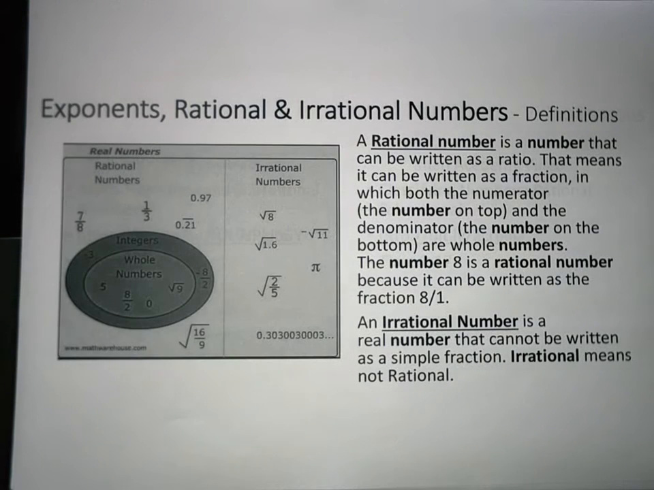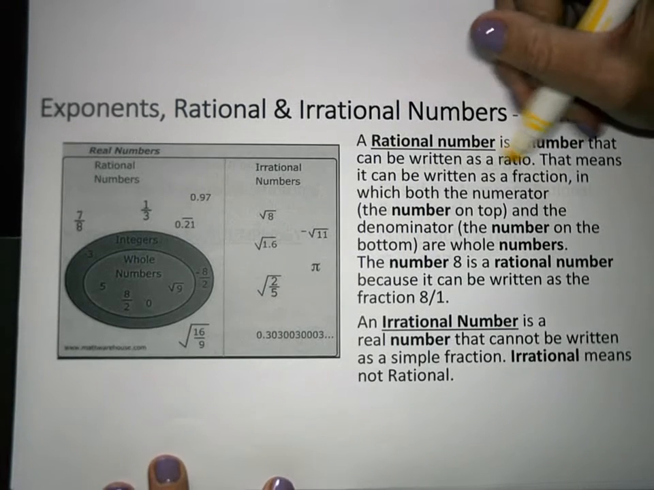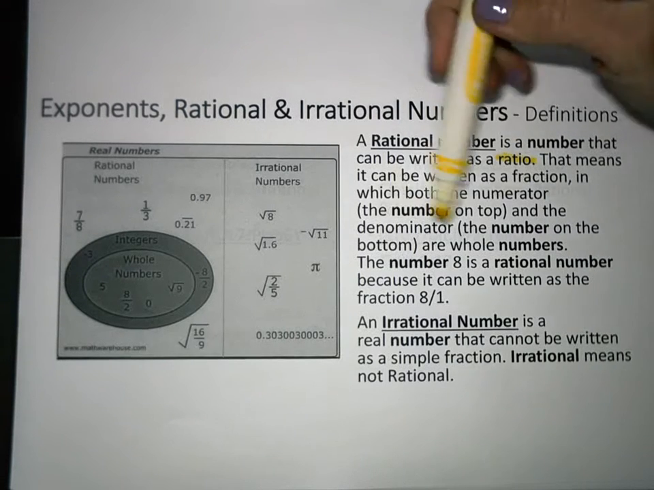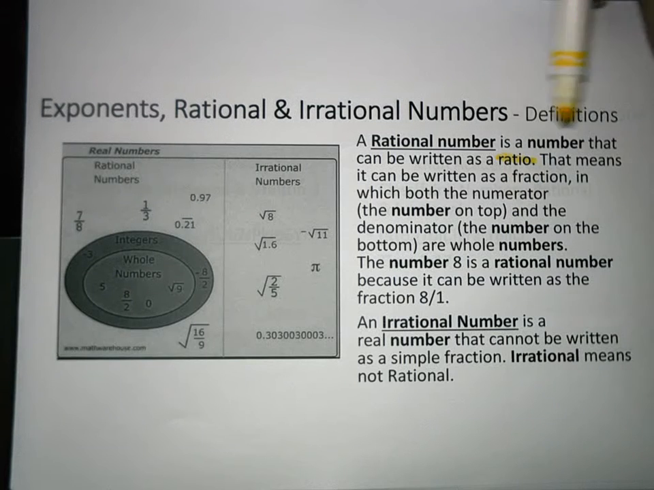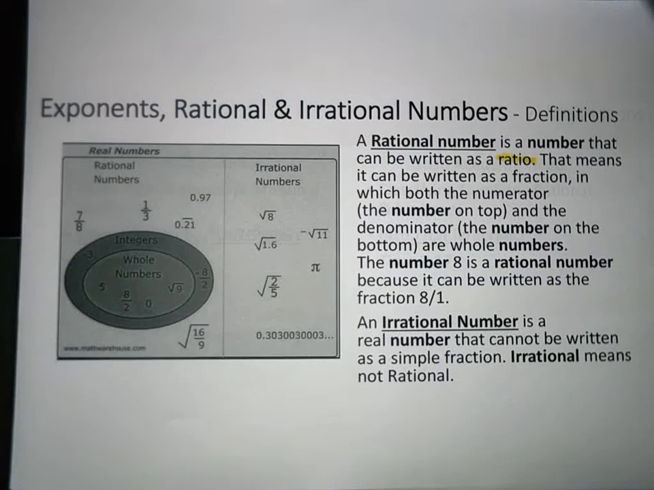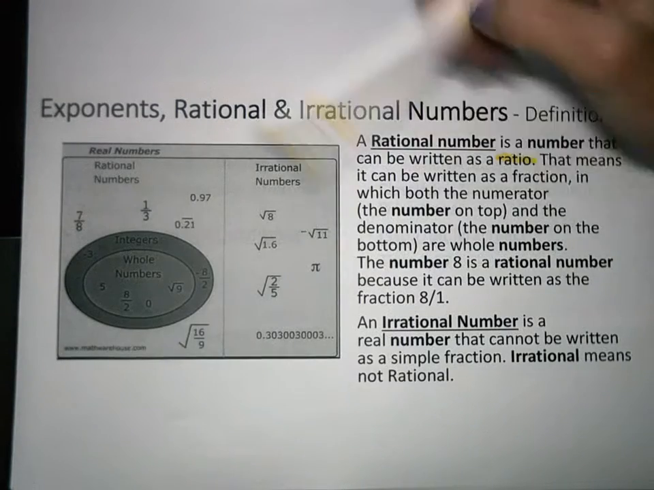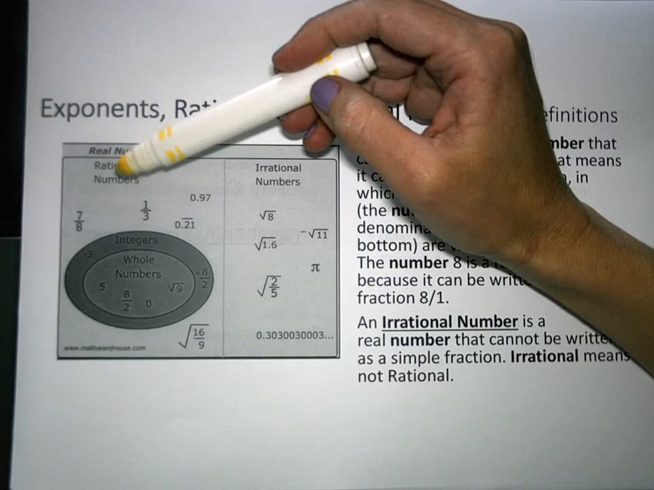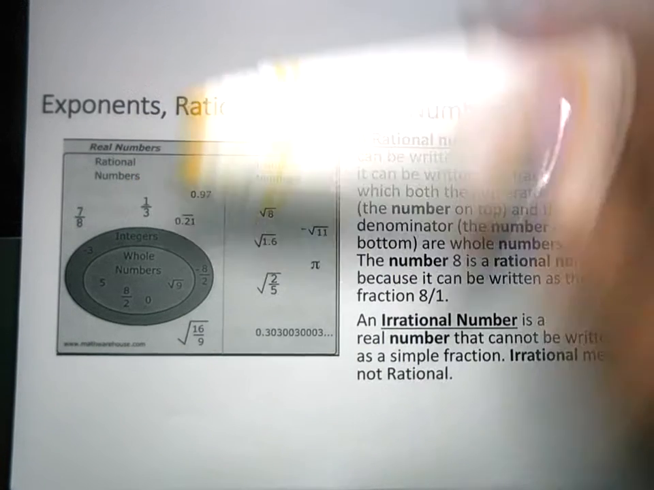So first of all, just to recall what you may or may not remember, rational numbers are numbers that can be written as a ratio. A ratio is a fraction in which both the numerator, the top number, and the denominator, the bottom number, are whole numbers. So the number 8 is a rational number because it can be written as 8 over 1. And you can see over here to the left, here we have rational numbers. All of the numbers in here are examples of rational numbers, okay?